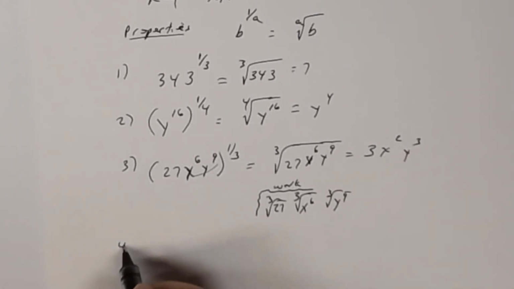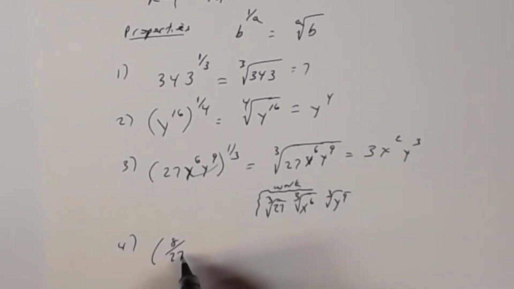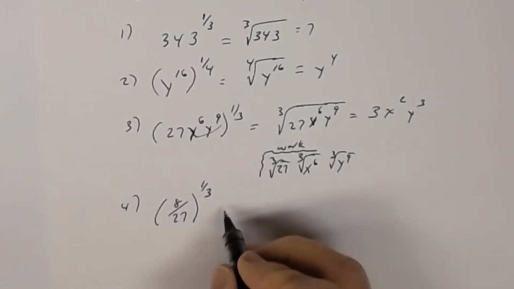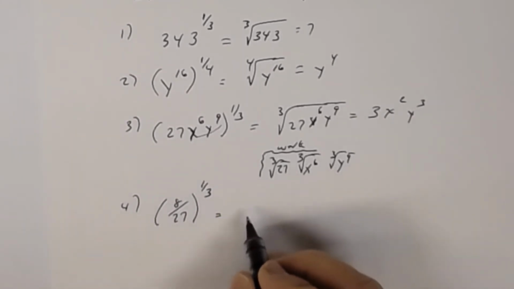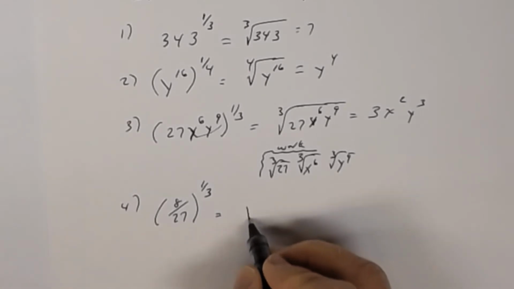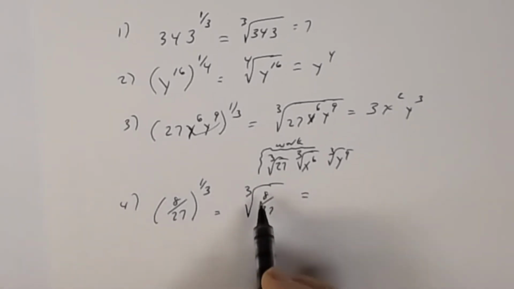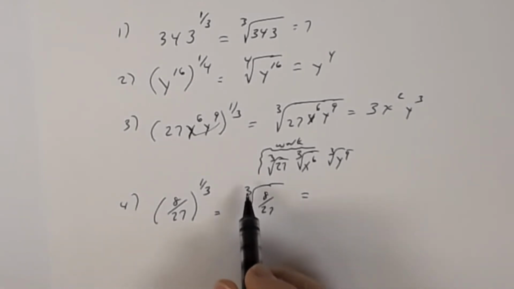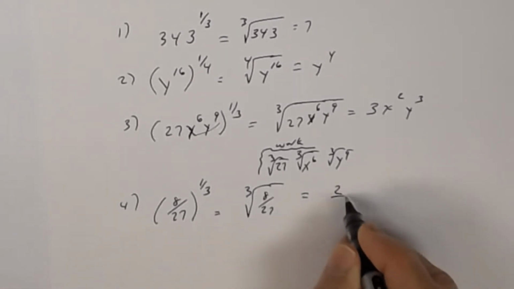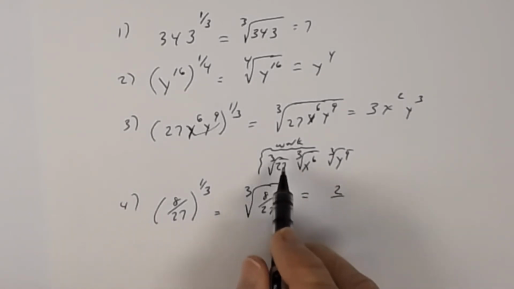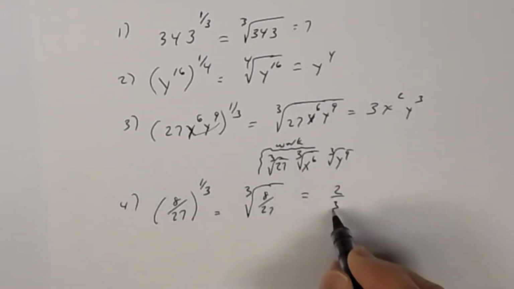All right. Number 4, you have 8 divided by 27 raised to the 1/3 power. So again, you're changing this to radical notation. You'd say the cube root of 8 divided by 27. And then using the quotient property for radicals, you'd say the cube root of 8 is 2, because 2 times 2 times 2 is 8. And the cube root of 27 we just saw right here is 3. So there's your answer there.